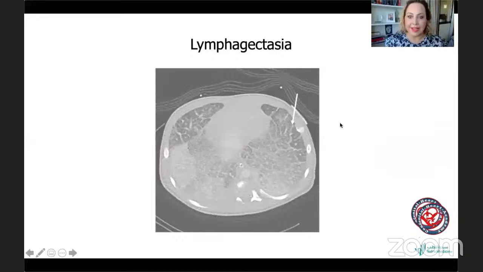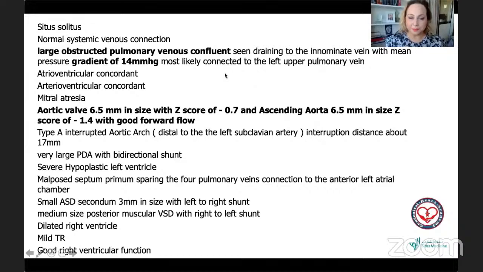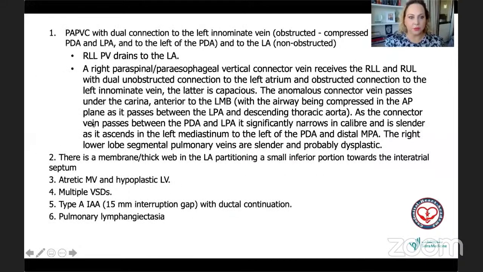So you can see here this dilated lymphatic system, and we didn't know how this would behave after the corrections of his problems. So this is the summary of the echo findings. We could see there was a gradient of 14 on the pulmonary veins and a normal size aortic valve and aortic arch with Z-scores of minus 0.7 and minus 1.4. And these are the findings of the CT scan, pretty much consistent with what the echo showed.